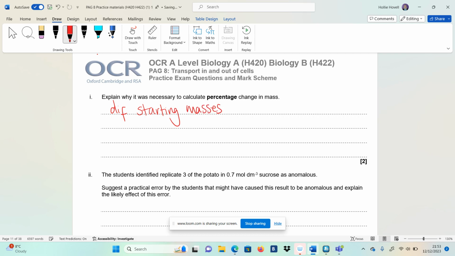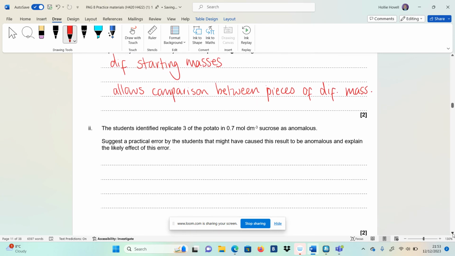Okay. So this then allows a comparison between pieces of different mass. The whole fair test thing has been taken out of all specifications and mark schemes, so you can't say because it wouldn't be fair to. It allows a comparison to. You've got to learn the language they want you to use.